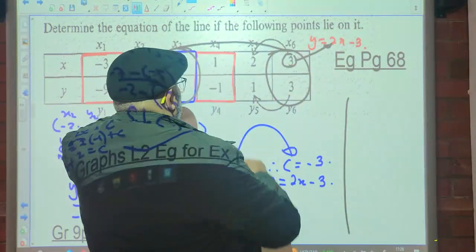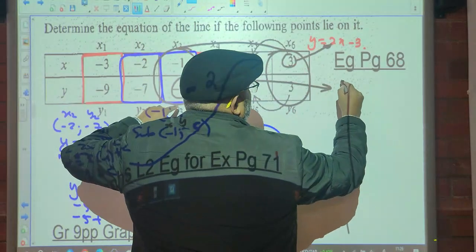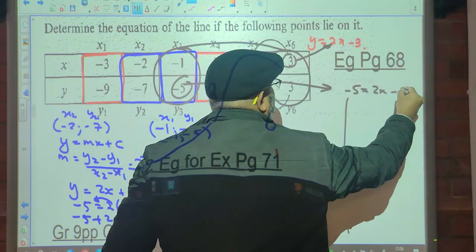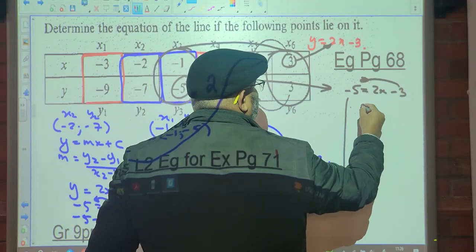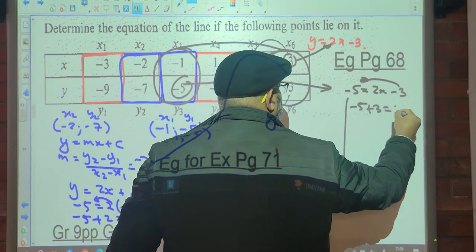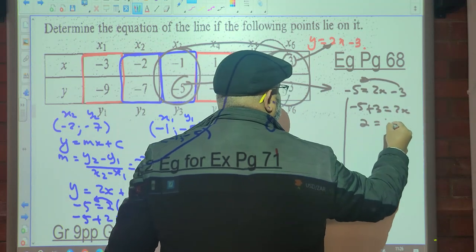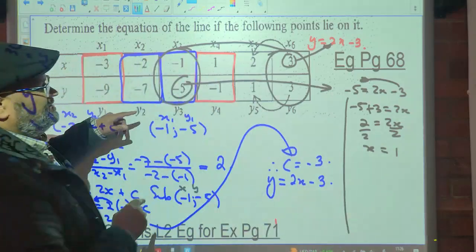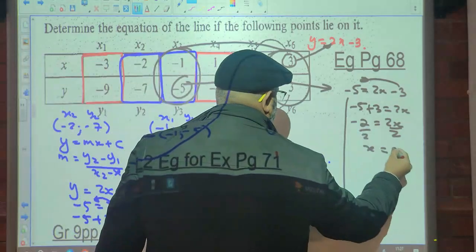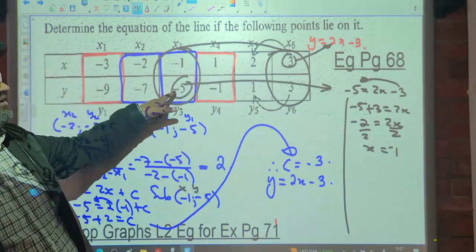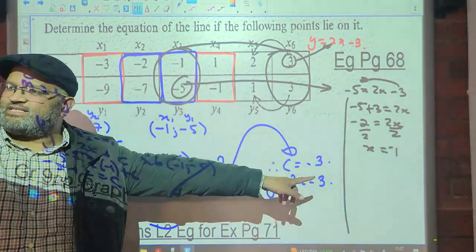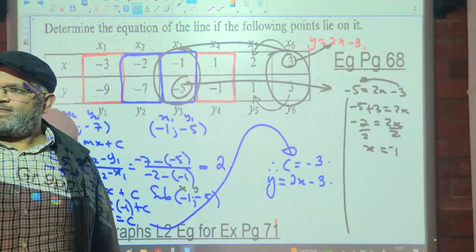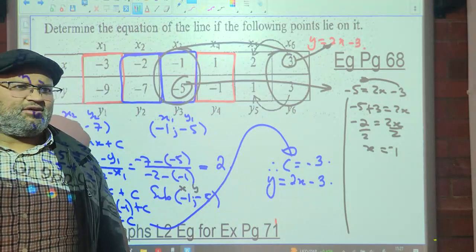What would happen if I substitute the y in? Let's go with negative 5. So it's going to be negative 5 is equal to 2x minus 3. So you get minus 3 over the equal sign, so negative 5 plus 3 is equal to 2x. So negative 2 is equal to 2x. Divided by 2, x is equal to negative 1. So which means to say, if I put the y in, I will get the x out. If I put the x in, I get the y. You guys understand? Any confusion?